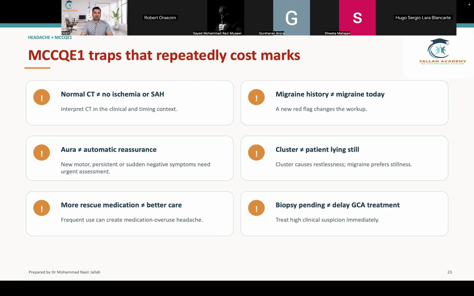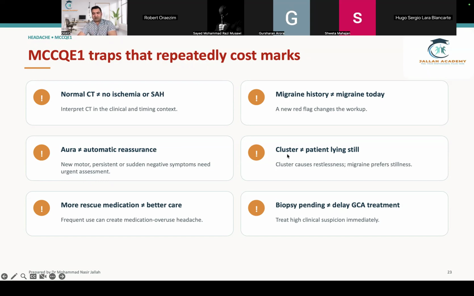You need to do further investigation. For example, let's say you have a patient who has been your patient for, let's say, 10 years, and always the patient is coming with phonophobia, photophobia, unilateral headache, and also nausea, vomiting. Now the patient has sudden right side weakness. So it is not migraine. Because of this new finding, I have to do further investigation. It might be TIA. Aura is not automatic reassurance. New motor, persistent or sudden negative symptoms need urgent assessment.